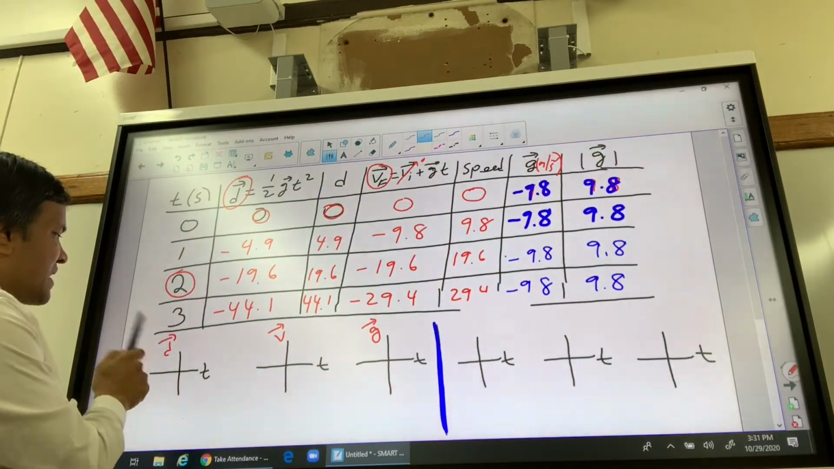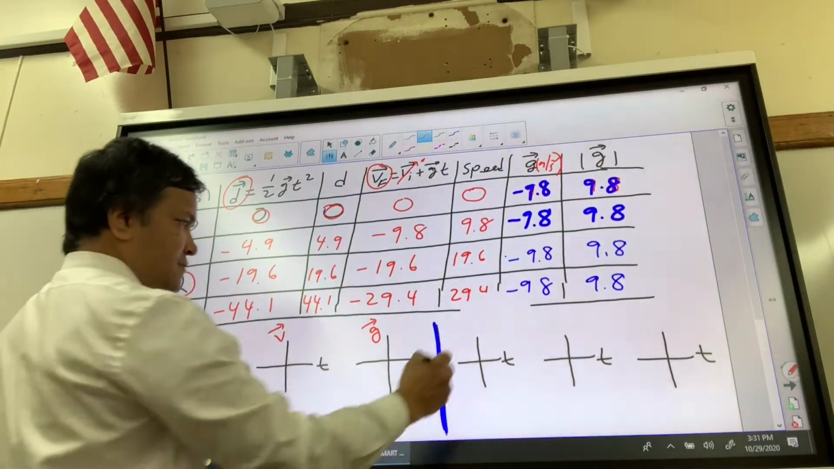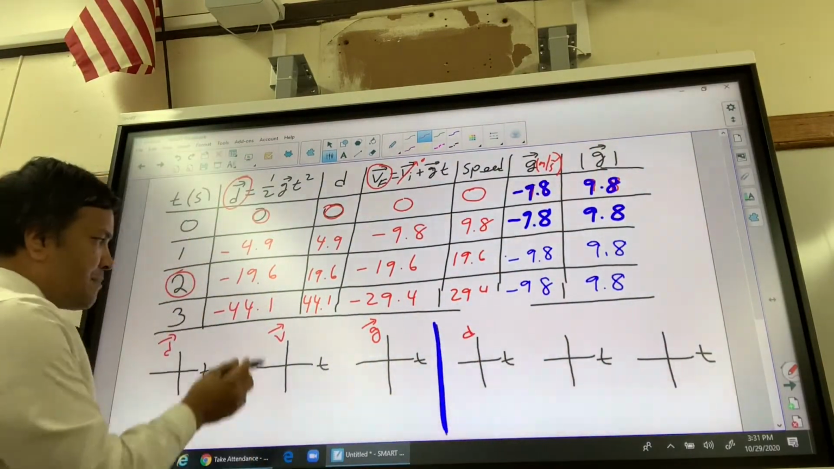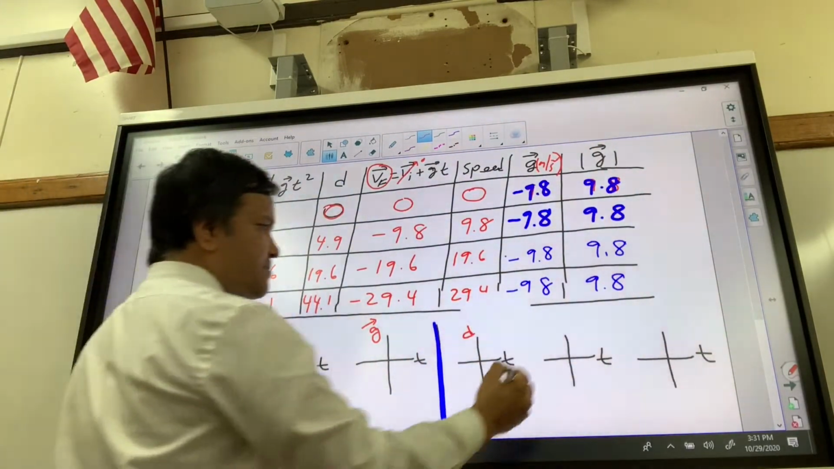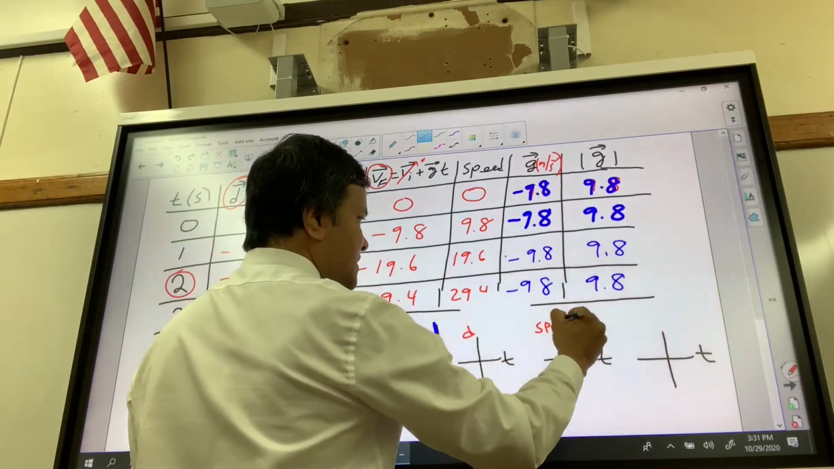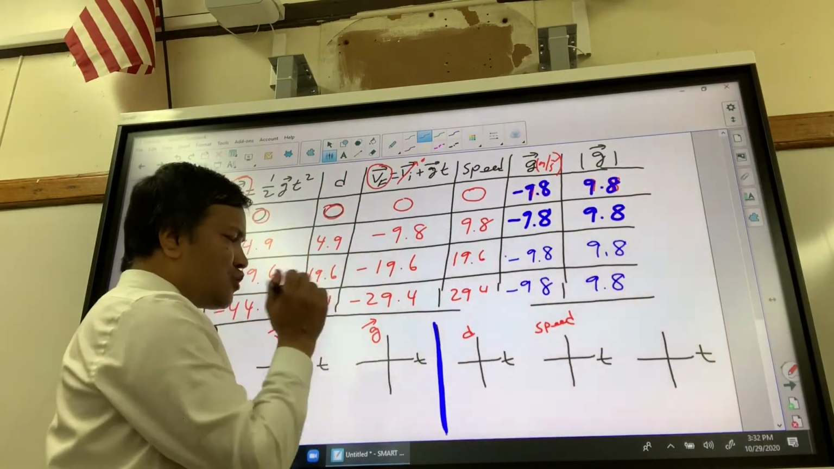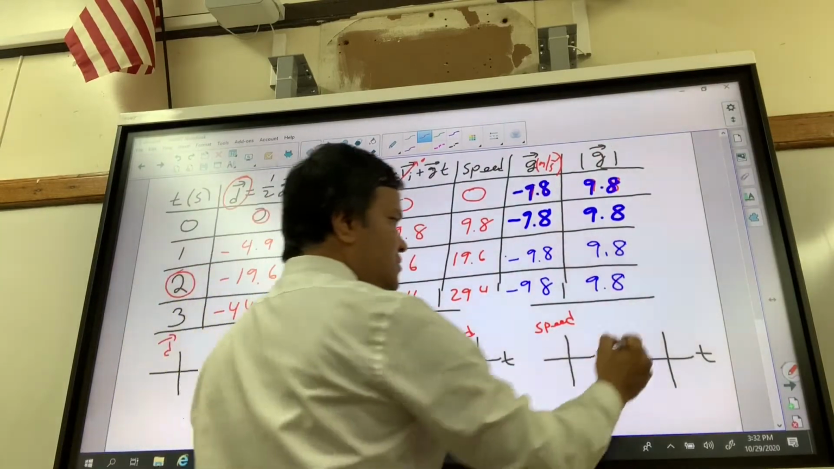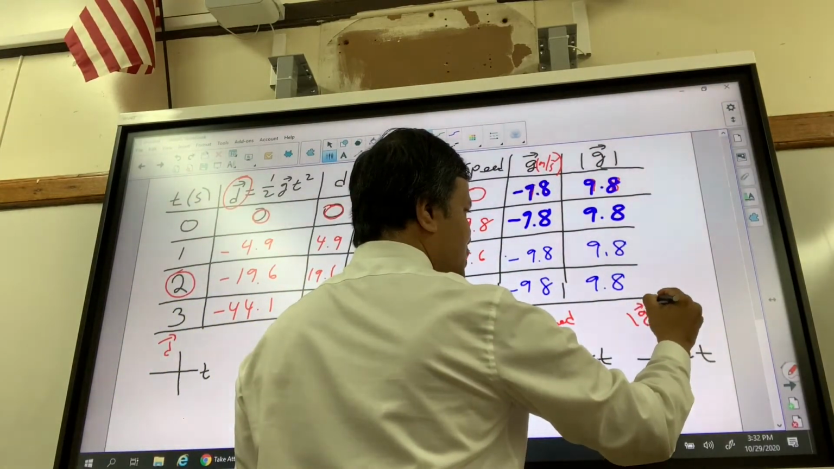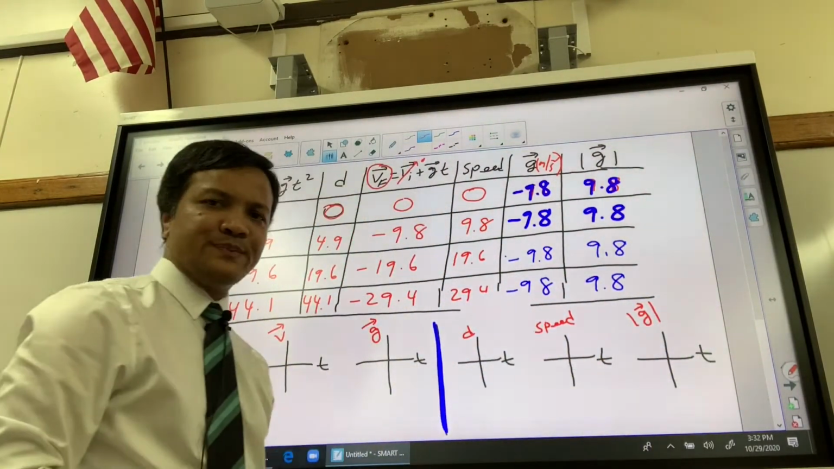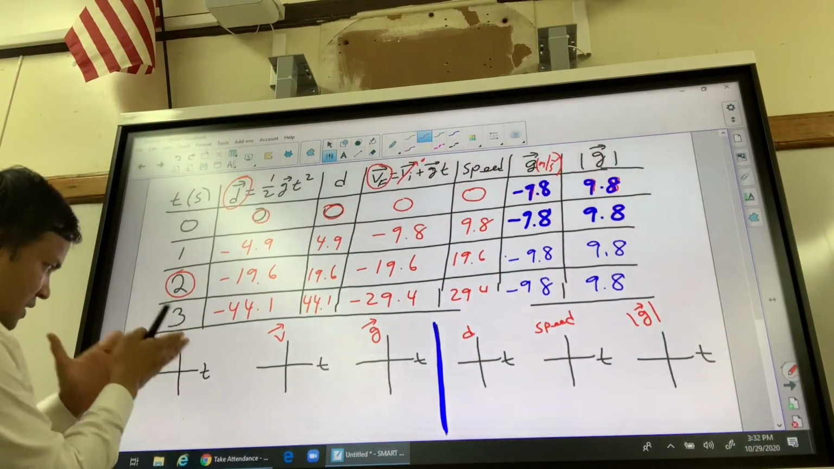What is the magnitude of displacement? It is distance, so we're going to call it distance. What is the magnitude of velocity? Speed, so we're going to call it speed. What is the magnitude of acceleration due to gravity? It is just the magnitude, or absolute value. All right, so let's go to this one.